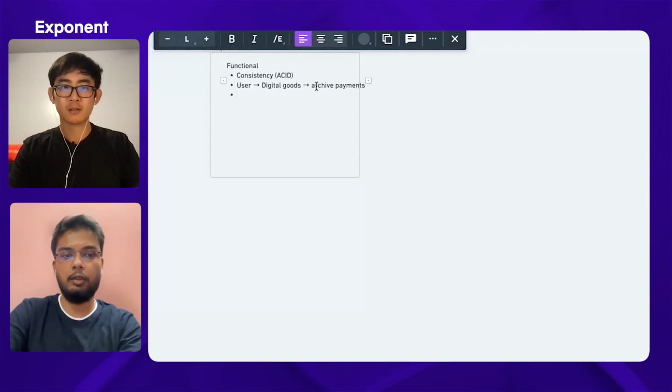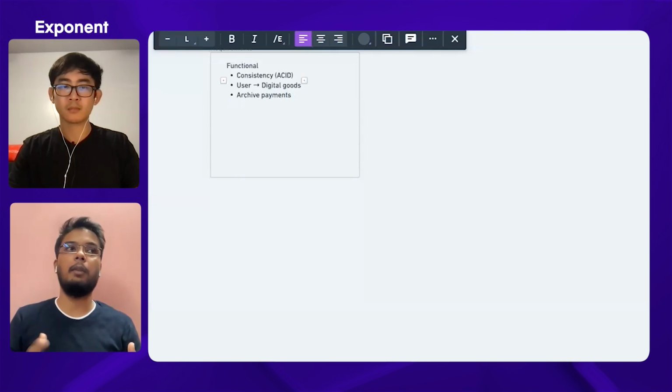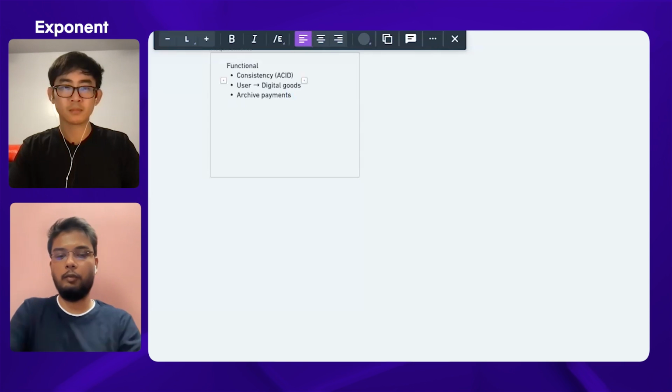Okay, let me split this into two parts. I guess digital goods is fine here. So another requirement is again archiving payments, because with these types of systems like payment, there comes compliance. So this will probably fall under GDPR, and with this we can also discuss PCI compliance, which is big for payment systems.